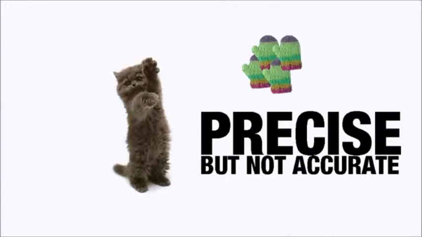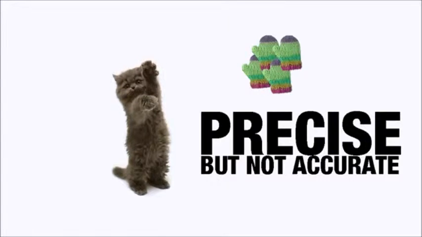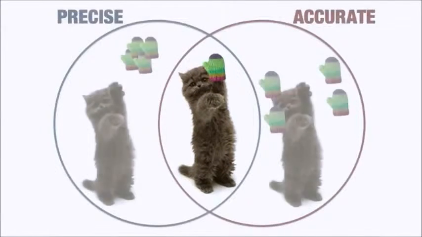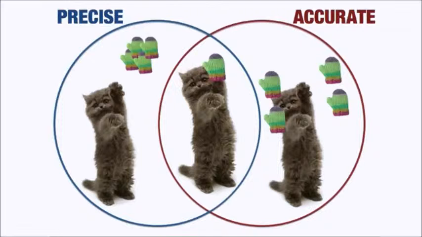If, however, you were to have lots of mittens very close together with a low standard deviation as such, this would be a precise set of data, but unfortunately not accurate. So there you are. That's the difference between precision and accuracy, so please make sure that from now on you use those words correctly.